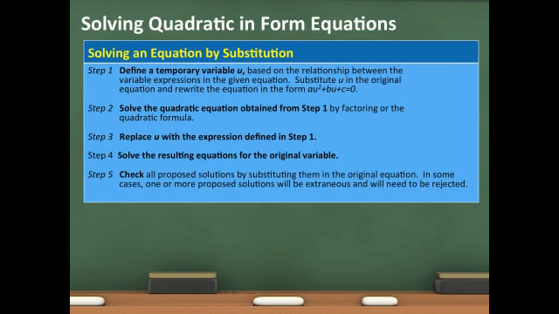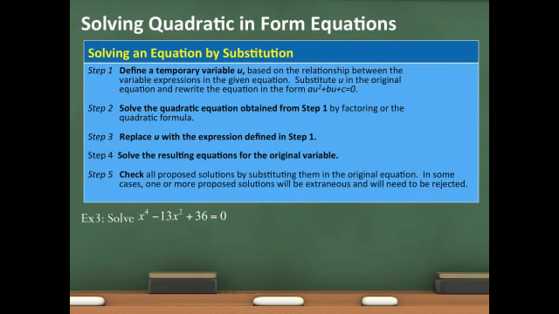Step 3, replace u with the expression defined in step 1. Step 4 is to solve the resulting equations for the original variable. Step 5 is to check all proposed solutions by substituting them in the original equation. This is important because in some cases, one or more proposed solutions will be extraneous and will need to be rejected. Let's look at some examples to see how the method works.